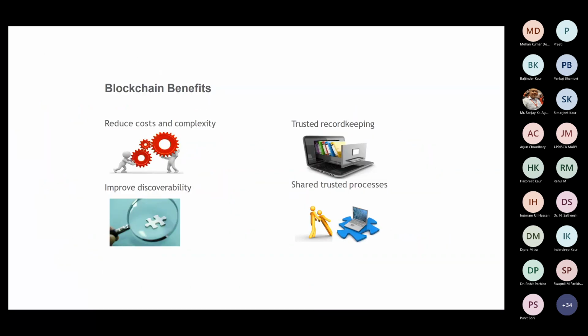There are some inherent benefits of using blockchain technology in today's scenarios, where we have different types of IoT devices which are connected with each other. One of these is that it will reduce the overall cost and complexity, and of course it will provide a trusted record keeping mechanism. So we can make sure that whenever record keeping, or we can say information storage, is concerned, this information is secured in a trusted manner. This can be done with the help of blockchain technology.